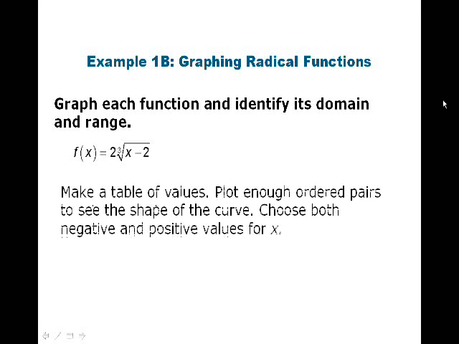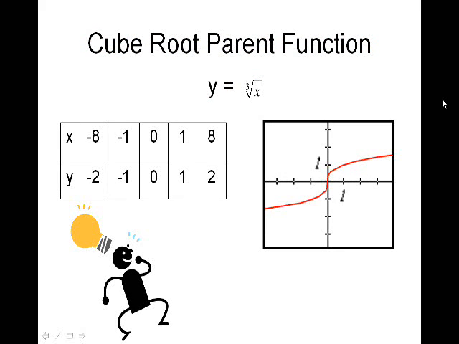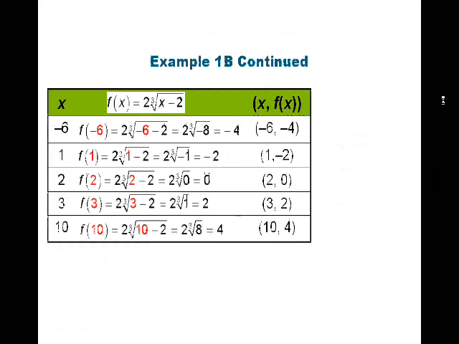Again, let's use a table of values, and we want to make sure that we get enough ordered pairs to see the shape of the curve. We'll want to choose negative and positive values for x in this case, because remember the cube root parent function, the cube root of x, has that S-shaped curve, so for our parent points, we chose some negative, we chose 0, and we chose some positive. So we need to make sure that we get some negative numbers and some positive numbers to see the entire S shape of the cube root function.